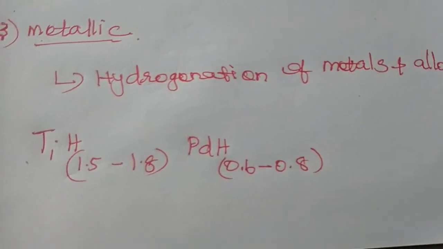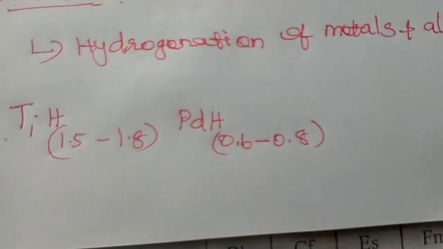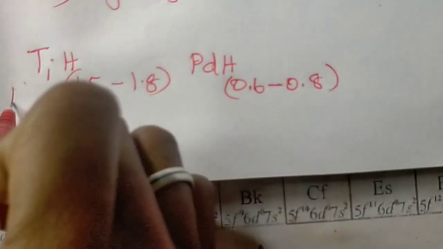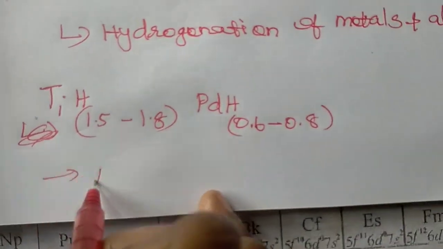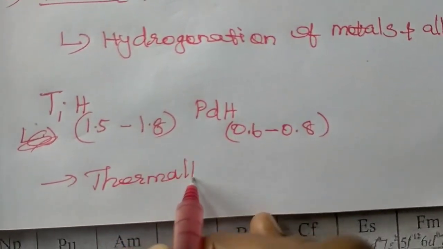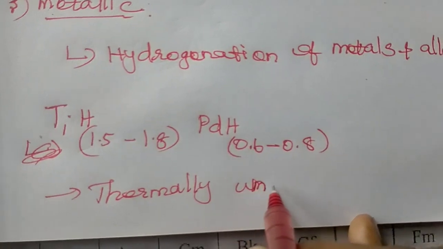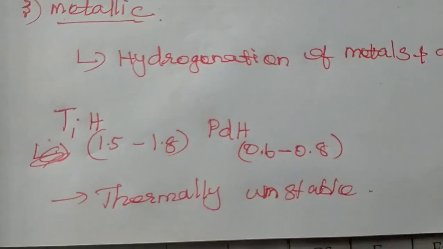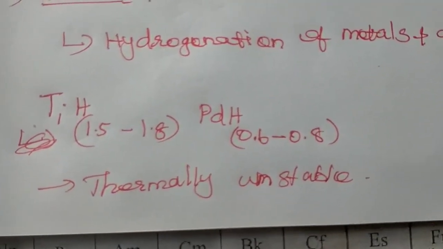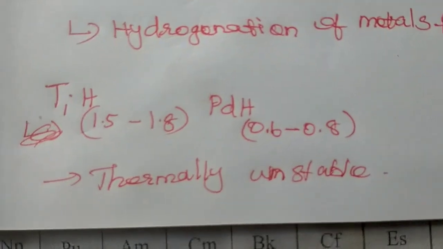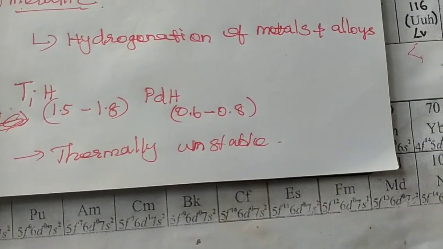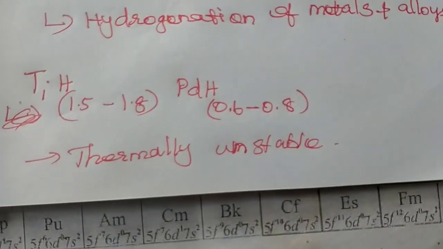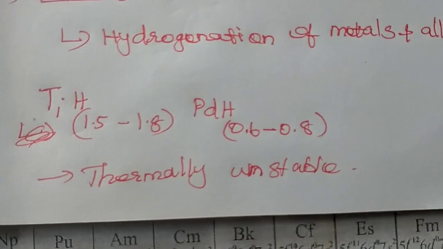Metallic hydrides are light compounds. They are inexpensive compounds. They are thermally unstable. Because of these characters, being lightweight, inexpensive and thermally unstable, we use metallic hydrides to store hydrogen. This is one of the applications of metallic hydrides.